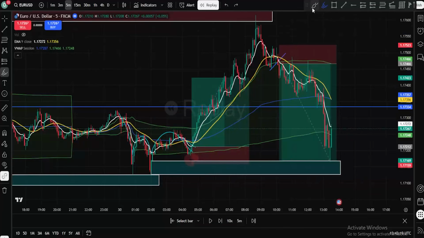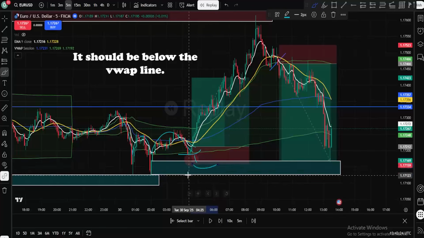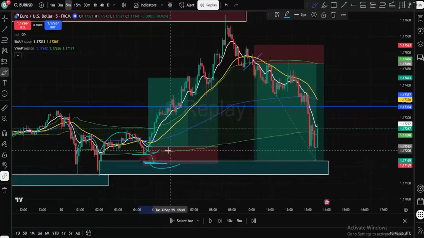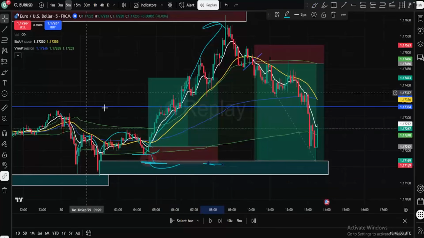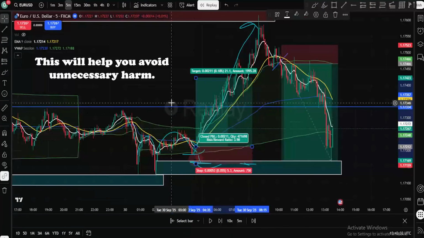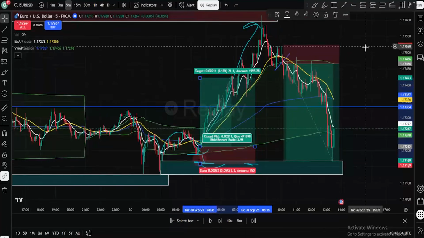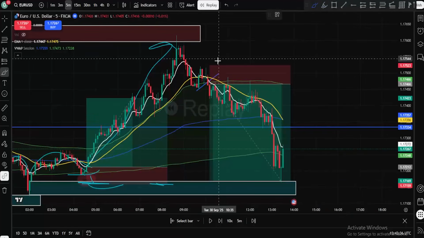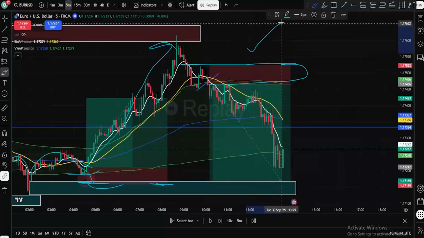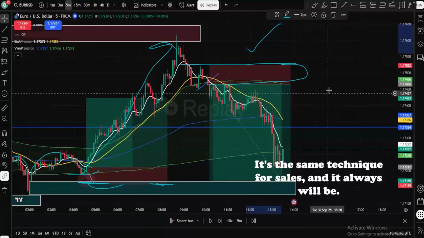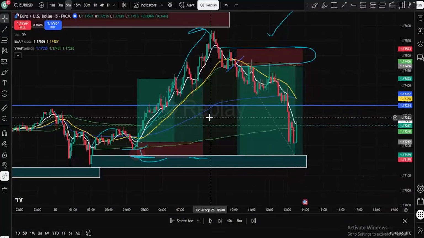Part 4. Take profit and loss. For long trades, always set your stop loss just below VWAP. Why? Because VWAP is where buyers usually defend. When the price goes below it, you've lost the battle and should exit the trade. For short trades, it's the opposite. Set your stop loss above VWAP. This will keep your losses controlled and reasonable even if the market turns around.